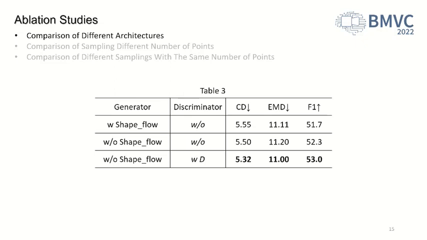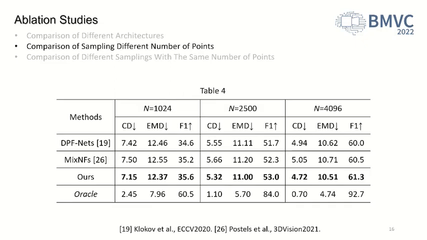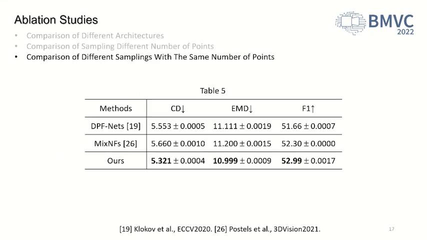In ablation studies, we compare different architectures. We compare sampling different numbers of points, and we compare different samplings with the same number of points. These experimental results demonstrate the effectiveness and the stability of our method.